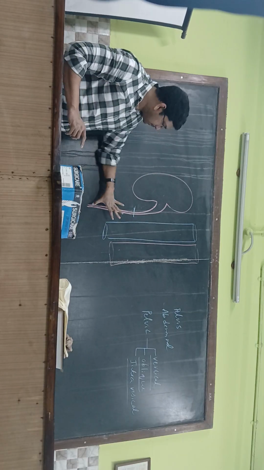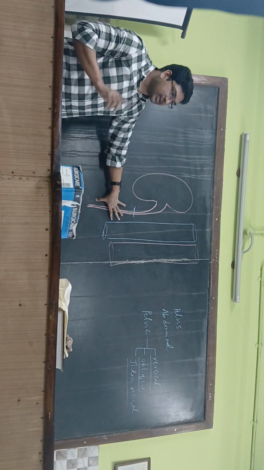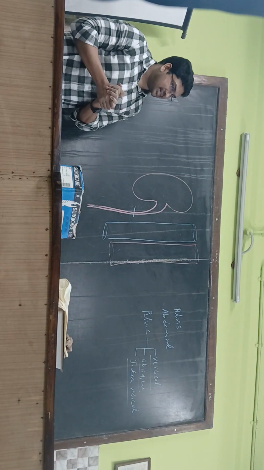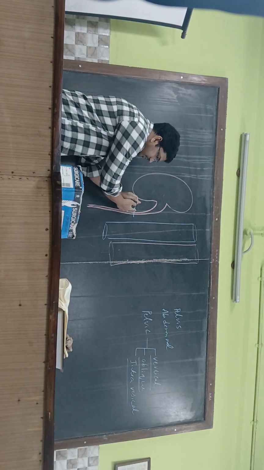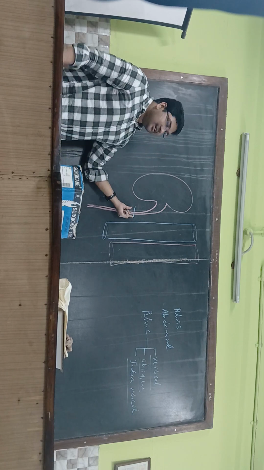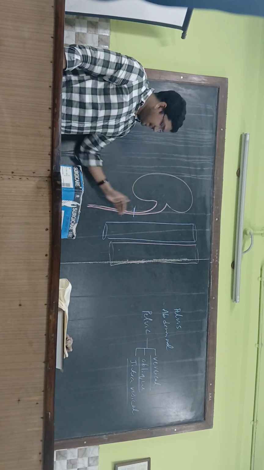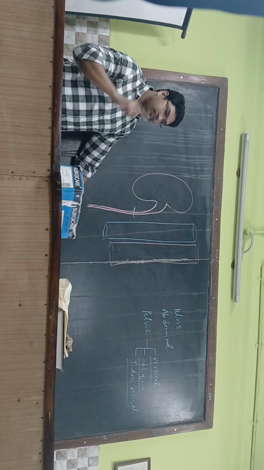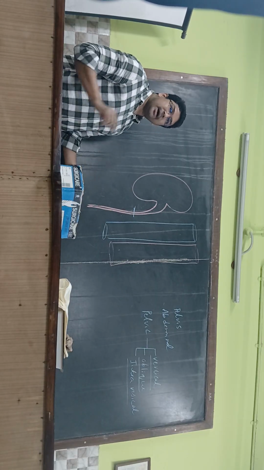We are discussing only the abdominal part of the ureter, not the pelvic part. Till the pelvic brim we are discussing it. So all the way from the lower pole of the kidney till the pelvic brim, the pelvic inlet, right? That part is the abdominal part of the ureter.